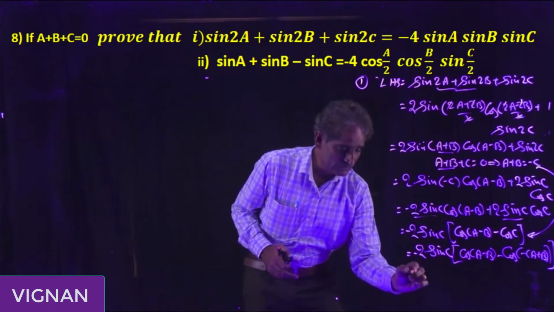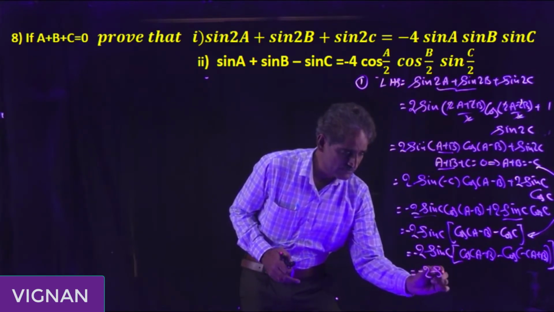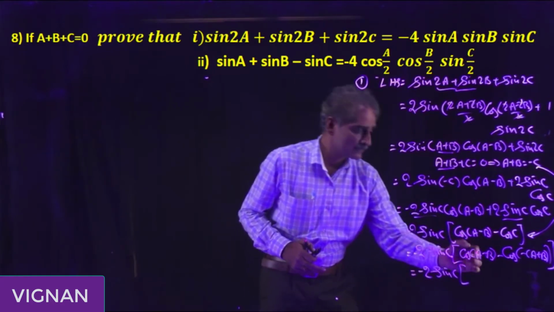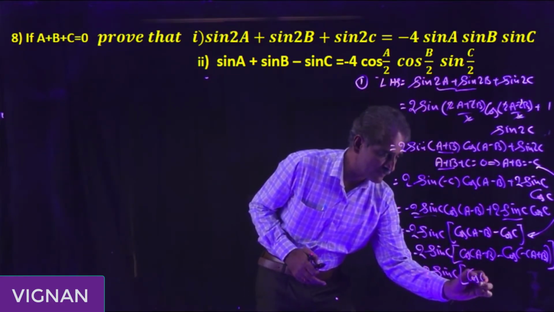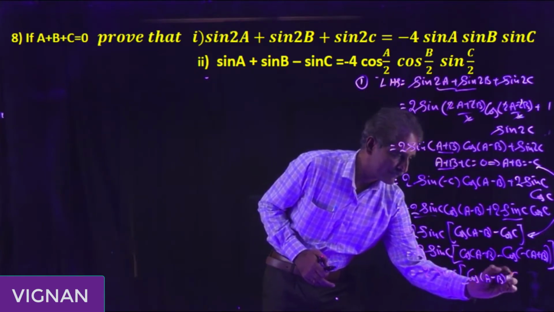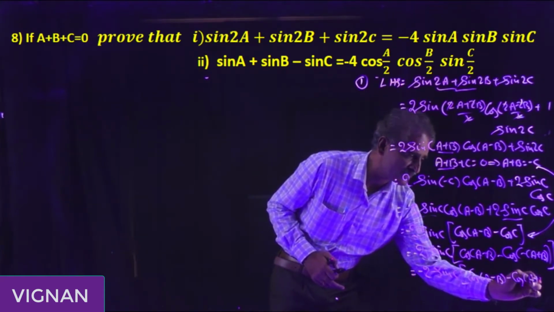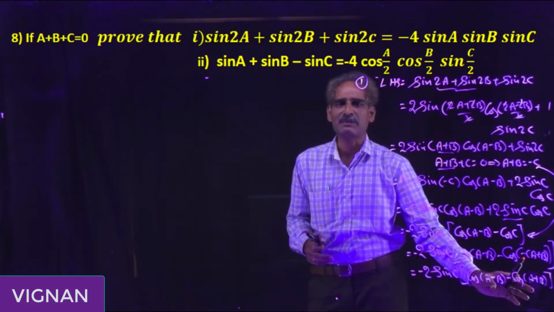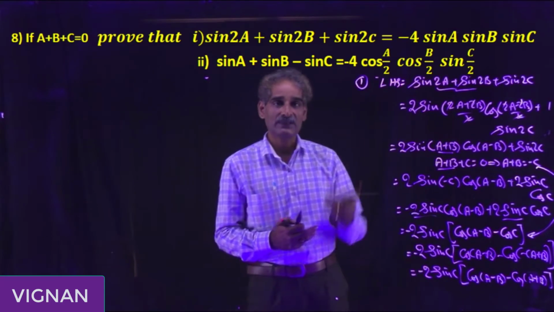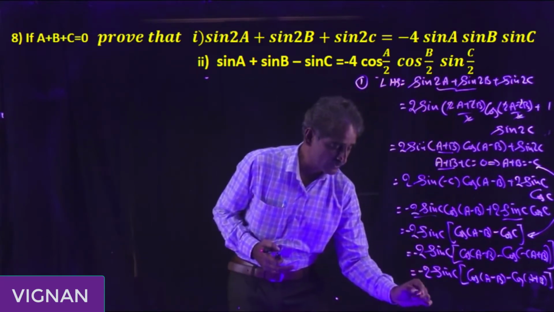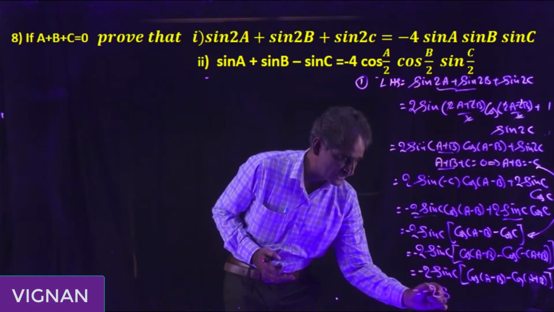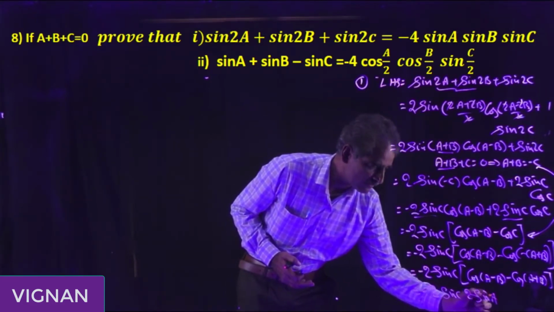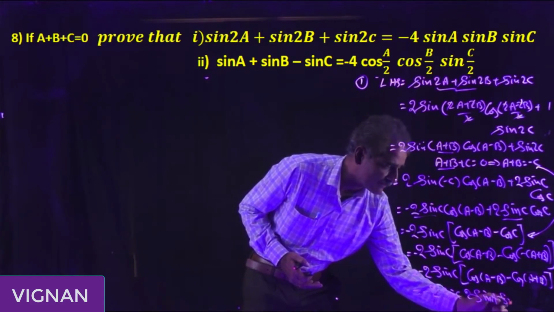So otherwise write down minus 2 sin c, cos of a minus b minus cos of a plus b, because cos of minus theta is cos theta. So now we have a formula for this: cos a minus b minus cos a plus b is 2 sin a sin b. That is the answer. So write down minus 2 sin c into 2 sin a sin b.